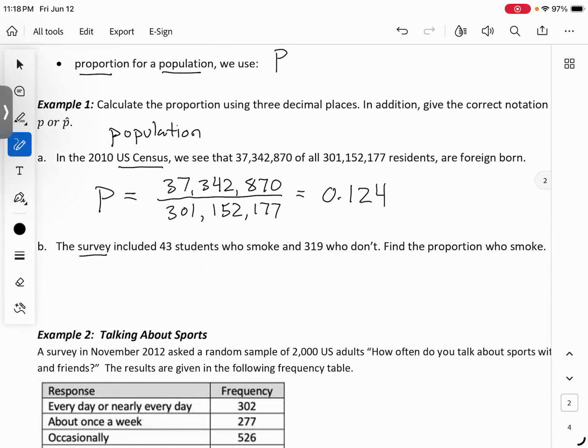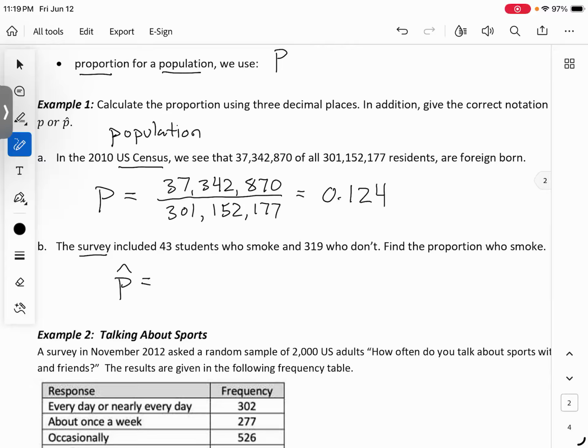the one that's just a sample, it was just a survey of a smaller amount of students. Then for this one, you would use p hat. Now, on your homework, if it asks for the notation, include it, P or P hat. If it doesn't ask for it, you just need to focus on either the fraction or the decimal. Some of the homework exercises will ask for both fraction and decimal, and some will ask for just the decimal. So just make sure that you take a moment whenever you're doing homework to carefully make sure that you're following the instructions.